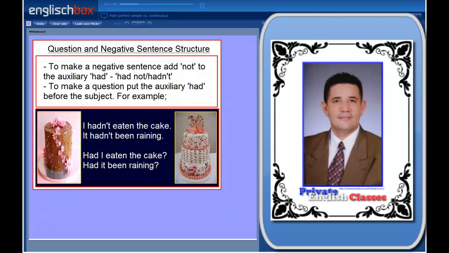To make a question, all you have to do is to swap or change the positions of the auxiliary verb and the subject. So the auxiliary verb had comes first, followed by the subject. The examples here: had I eaten the cake, and had it been raining.